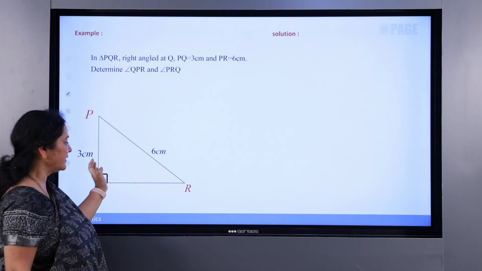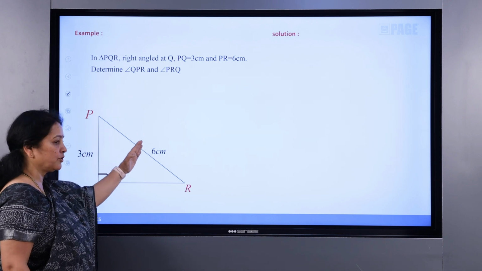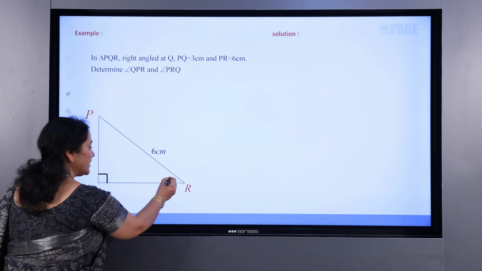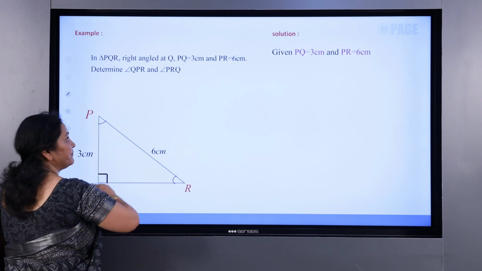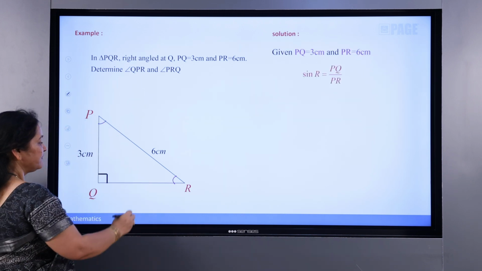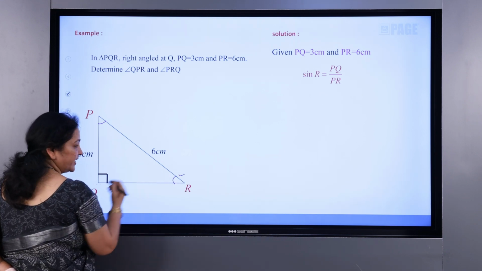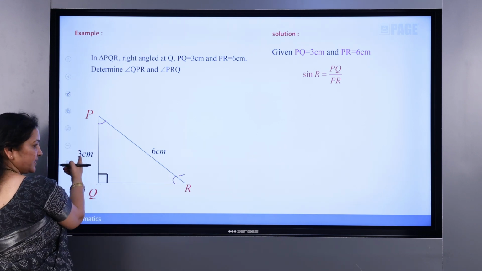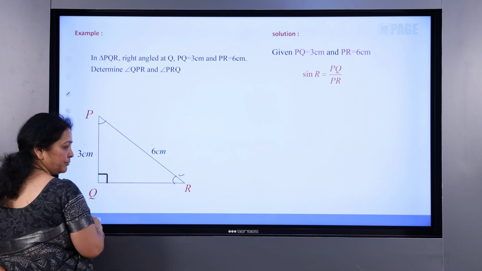So in this triangle PQR, we are given one side, the hypotenuse, and we are asked to find out this angle R and this angle P. Okay, so now from this triangle we know we need to find out this side, right? So the side opposite is given. What do we call this as? The perpendicular, and this is the hypotenuse.